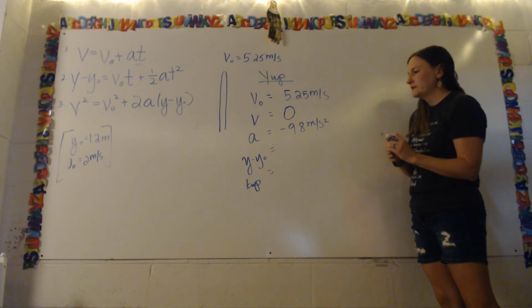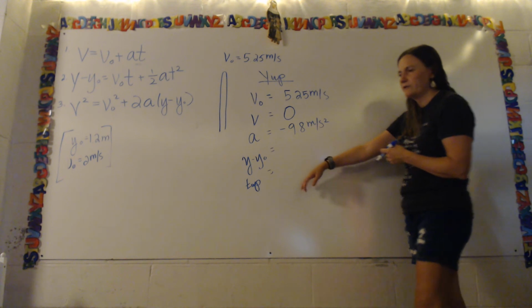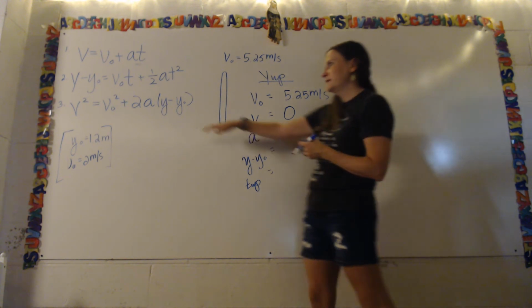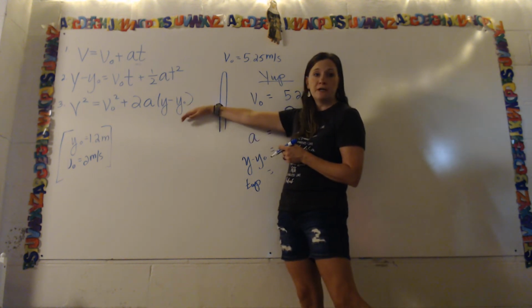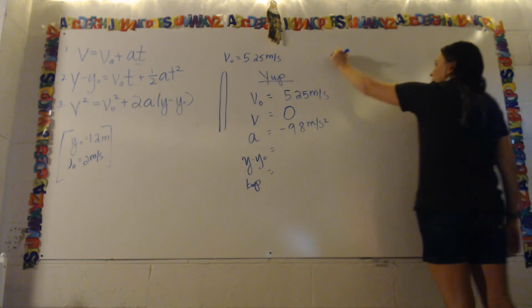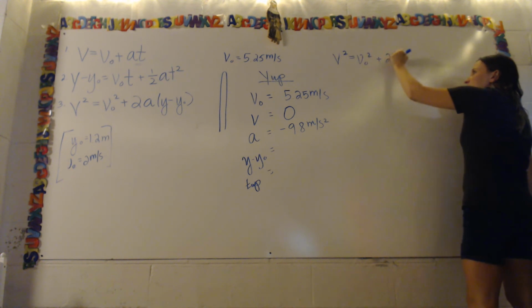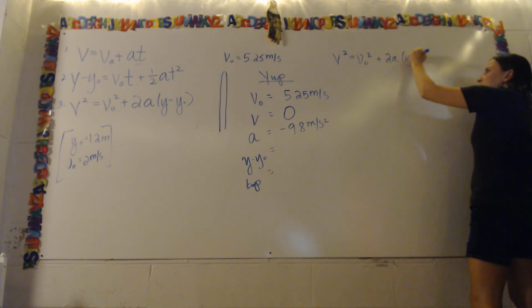So if they're asking me to find my maximum height, and I don't know time yet, so let's just solve it in that order. If I don't know time yet and I want to solve for height, I'm going to use the third kinematic equation because that's the equation with no time in it. So I'm going to say v squared is equal to v naught squared plus 2a times y minus y naught.